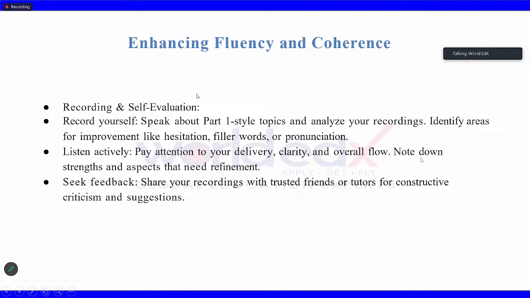Now, how do you enhance your fluency and coherence? You can record yourself, re-listen to your recording and self-evaluate. Speak about part 1 style topics and analyze your recordings. Identify areas for improvement like hesitation, filler words, or pronunciation. Listen actively, pay attention to your delivery, clarity, and overall flow. Note down strengths and aspects that need refinement. If you're looking for feedback, you can share your recordings with trusted friends or tutors for constructive criticism and suggestions. You can share your recordings with me as well, and I will definitely give you proper feedback.